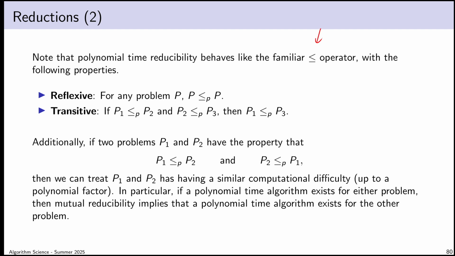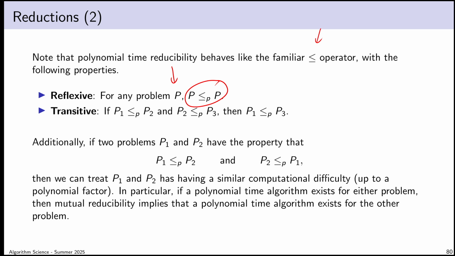Also note that we've used an operator that looks like the less than or equal to operator for a reason, and polynomial time reducibility behaves a lot like our familiar less than or equal to operator. For example, if I look at any problem P, any problem is considered to be reducible to itself. I mean, you just do nothing, and then you have an instance of P. Okay, so every problem is reducible to itself.